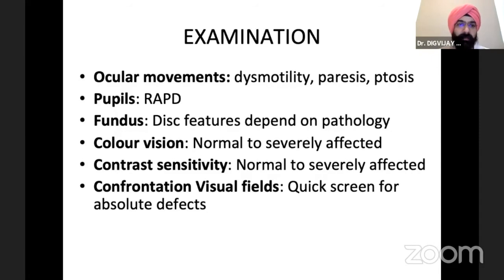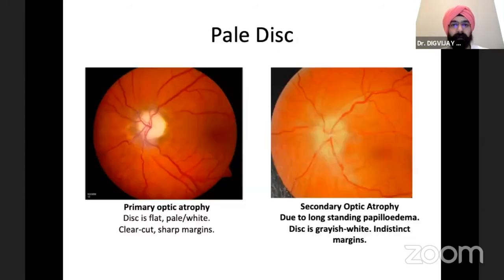On the examination, all this is already being covered very well in the beginning. So you look at the ocular movements, look for ptosis, look at the pupils, look at the fundus. Obviously, we're looking at a disc edema and or a pale disc. Based on that, there will be different etiologies that can come across. You need to do color vision and contrast, very important tools for the neuro-ophthalmologist. Confrontation visual fields, already emphasized by Dr. Mahesh. So all this should be done by you.